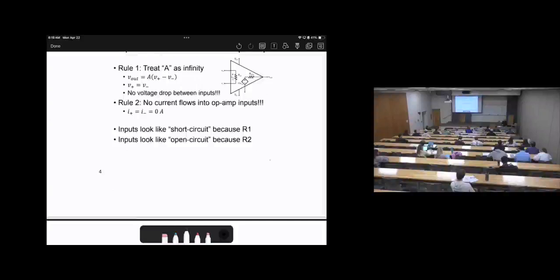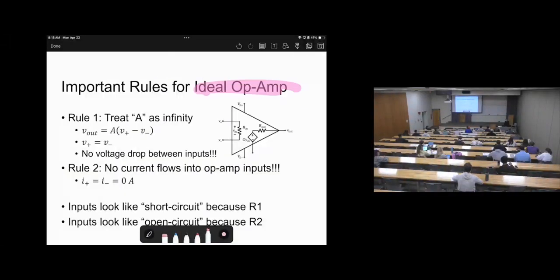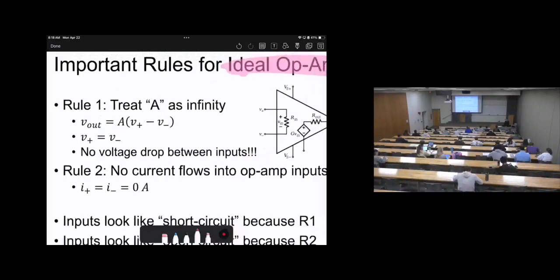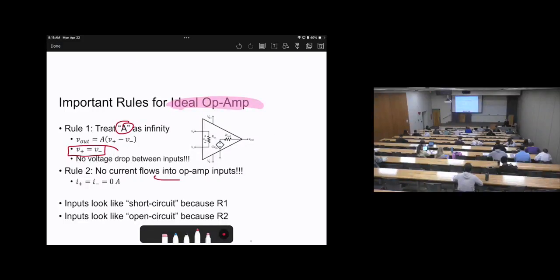So to simplify it as an ideal model, these are the ideal model assumptions. We will assume the gain is infinity. This yields the positive voltage equal to the negative voltage. The positive and the negative terminals are not physically connected, but they will be the same. Then for the currents, no current will flow into the op amp, so I plus equals I minus. These two rules are important, and we will apply them everywhere. Okay?